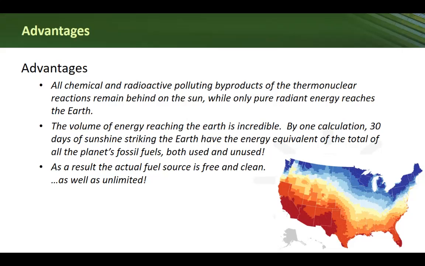The volume of energy reaching the Earth is incredible. It's huge. By one calculation, 30 days of sunshine striking the Earth have the energy equivalent of a total of all the planet's fossil fuels, both used and unused. That's an incredible amount of energy. And as a result, the actual fuel source is free and clean, as well as unlimited.